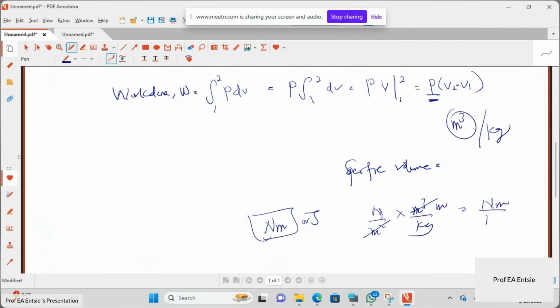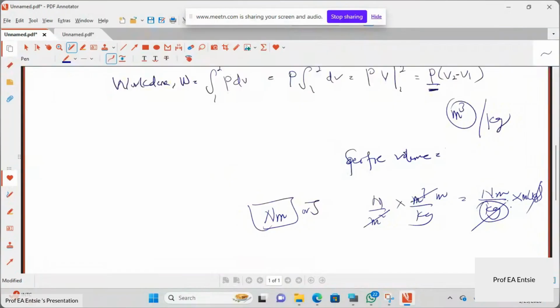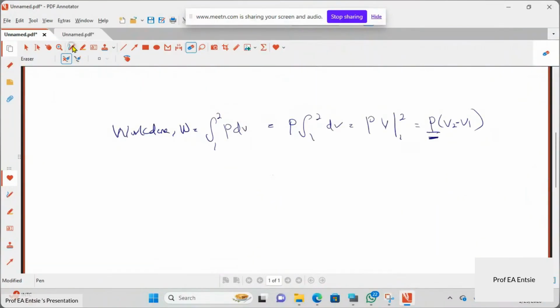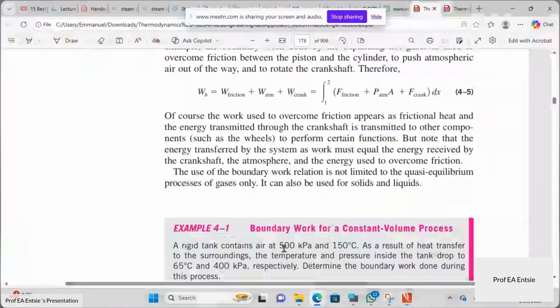So you multiply it with the mass of the fluid, and the kilogram below here will cancel out. So it means indirectly this formula. Let me quickly get you an example on this one.